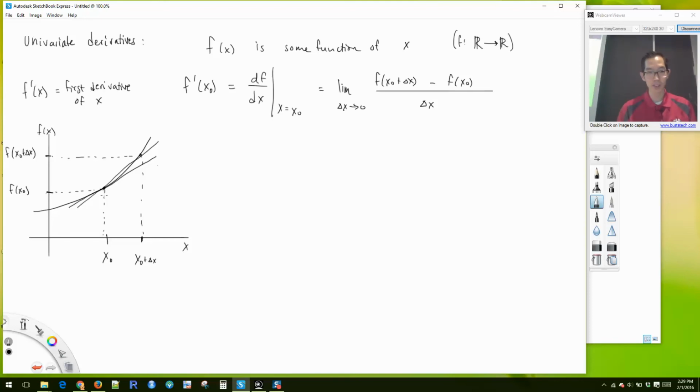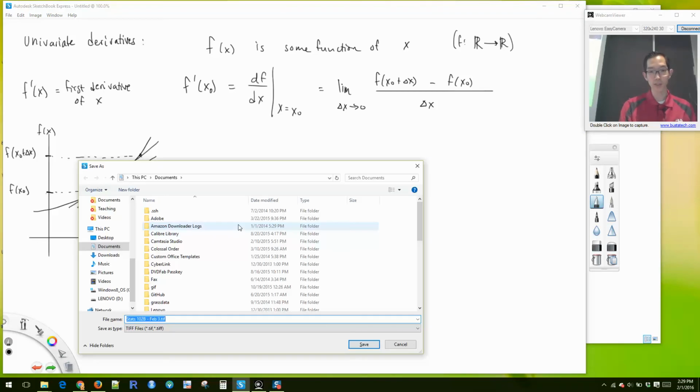It's the tangential line. We could define some angle alpha here also, and then the derivative would be equal to the tangential line. But anyway, that's for the univariate case.